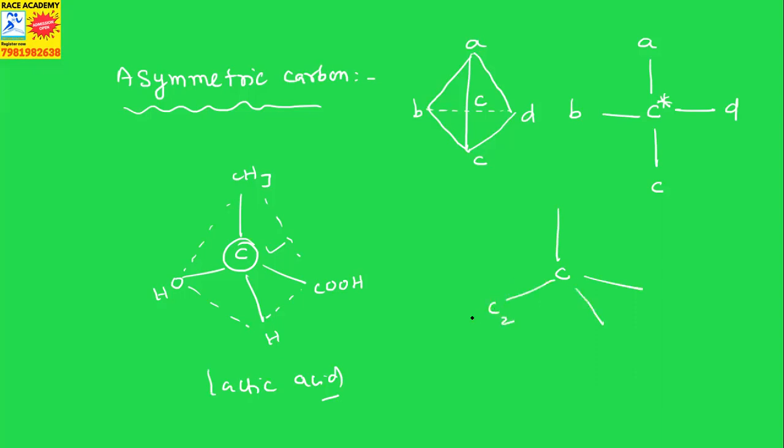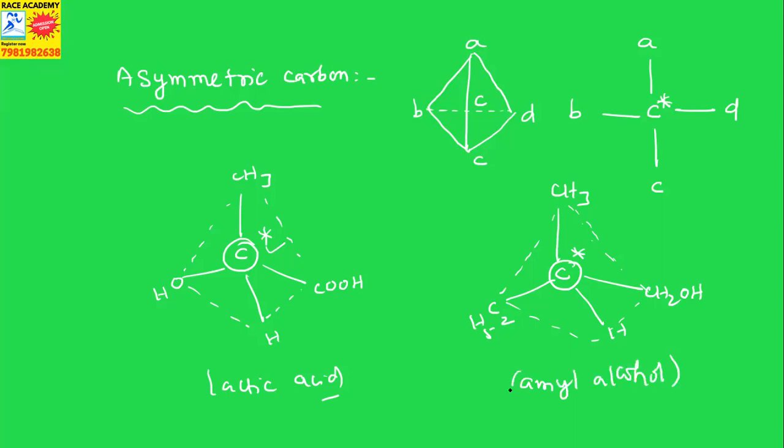Here we have C2H5, here CH3, here CH2, OH and hydrogen. And this carbon, which is present in the middle, is linked with four different groups of atoms. That's why we are putting an asterisk over it. That indicates it is optically active. It is also called amyl alcohol.